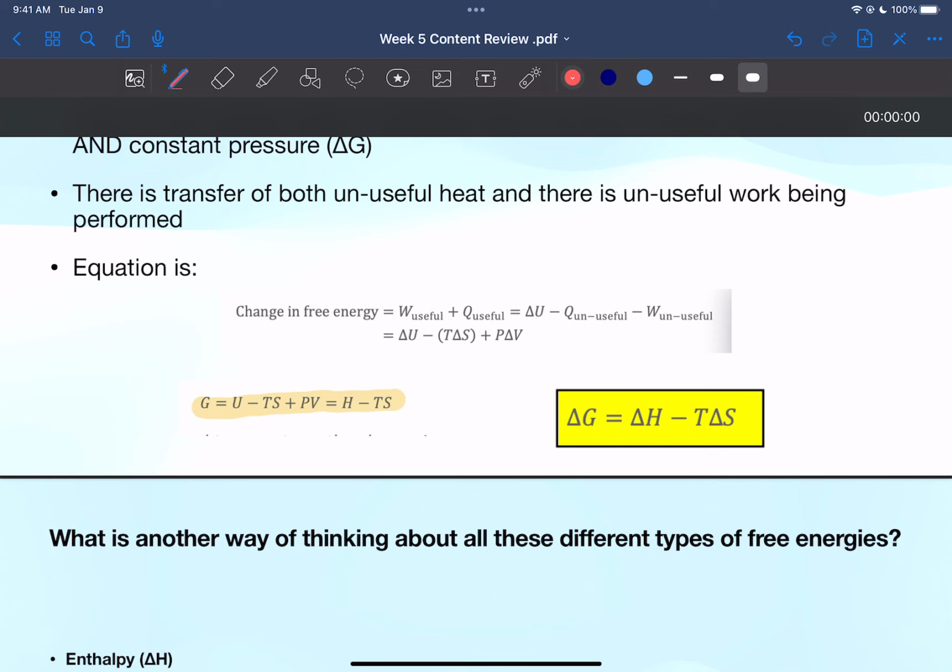Any questions so far about Gibbs free energy? All good? Okay.